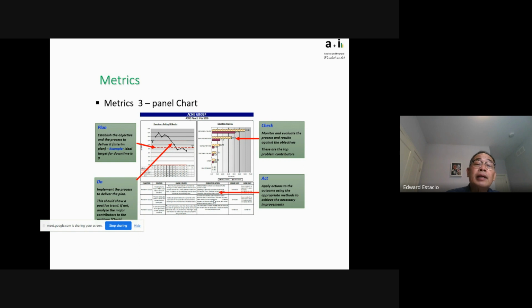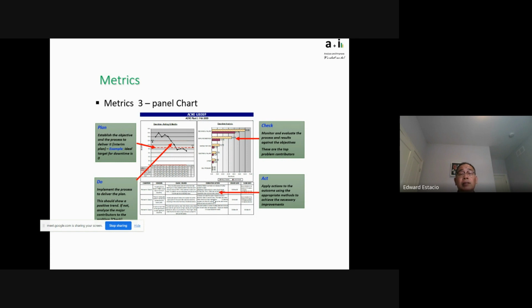Doing is looking at charting it now. How are we performing? Looking at the trend. How do we implement the process to deliver the plan that we said we want to achieve, for example, a 2% downtime? How are we going to achieve that? Do we have PMs in place, for example? So that's all about planning. When we look at the trend, are we seeing positive trends or is it just staying the way it was?